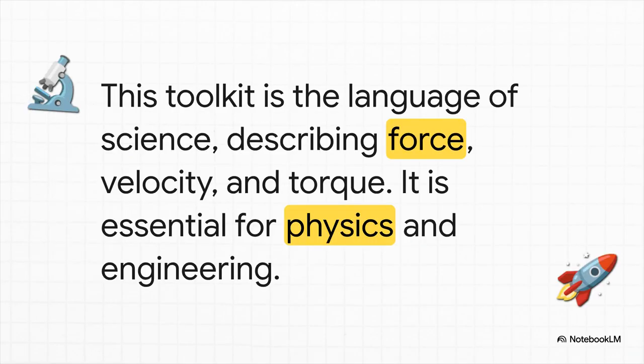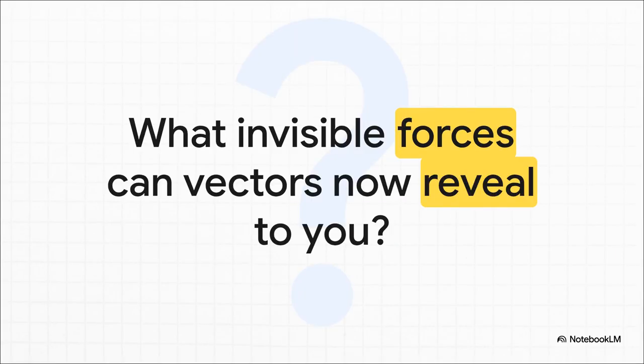And I want to be clear, this toolkit is so much more than a neat math trick. This is literally the language of science. It's how physicists describe the force of gravity pulling you down in your chair right now. It's how engineers calculate the exact velocity a spaceship needs to reach orbit. It's even how you figure out the twisting force or torque needed to tighten a bolt. It's everywhere. So from now on, when you feel the wind on your face or you watch a ball arc through the air, I want you to remember the invisible vectors that are hard at work. You now have a new lens to see the world.